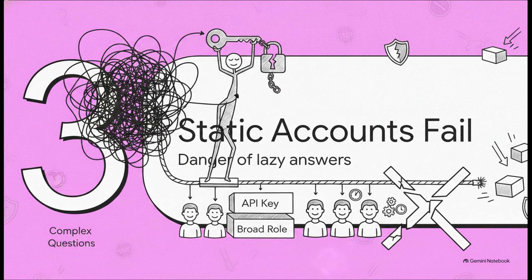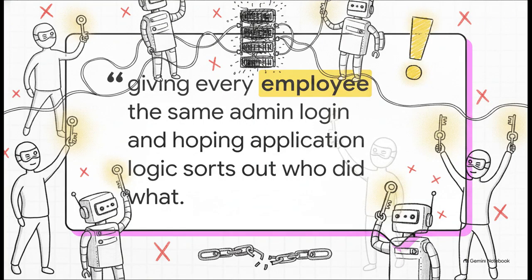Which brings us to section 3, why static accounts fail. The danger of the lazy answer. So how are companies actually handling this today? Well, usually with the laziest answer possible. They use one static service account, one API key, and one massively broad role for every user, every task, and every session. To really ground how terrible of a security sin this is, just look at this quote. Doing this is the equivalent of giving every employee the same admin login and hoping application logic sorts out who did what. I mean, we all universally understand what a nightmare scenario that is for human employees, right? It just doesn't work.